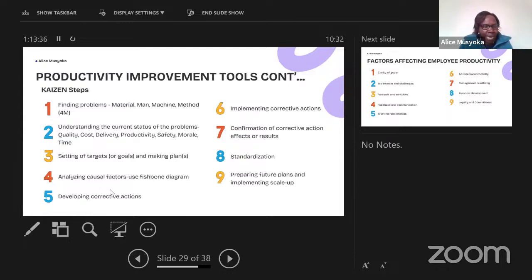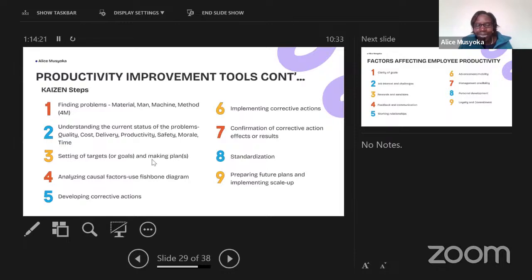Then number 4, we analyze causal factors by using the fishbone diagram. And then number 5, we develop corrective actions. And number 6, we implement corrective actions. Number 7 is confirmation of corrective actions and effects or results. And then number 8, we standardize. Number 9, we prepare future plans and implementations. We scale up our implementation. So that is about the steps for Kaizen.